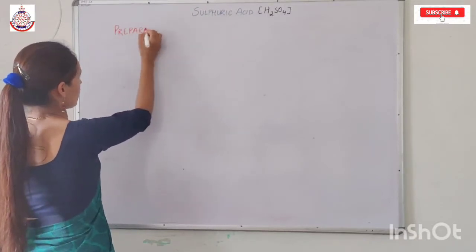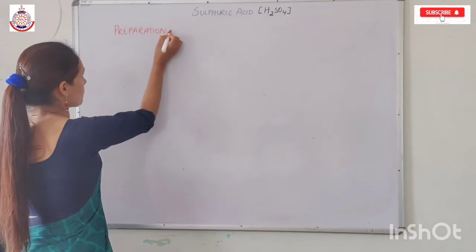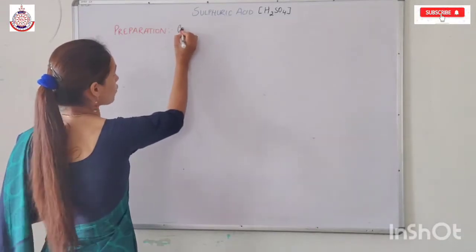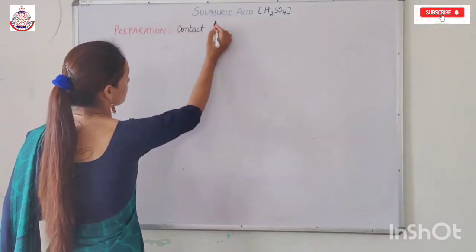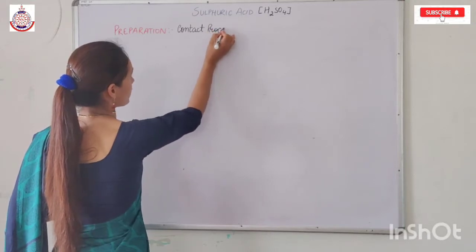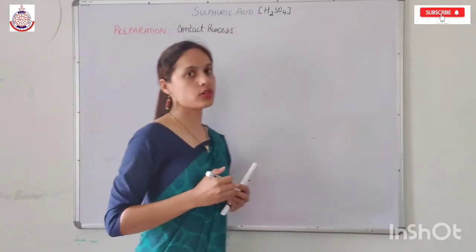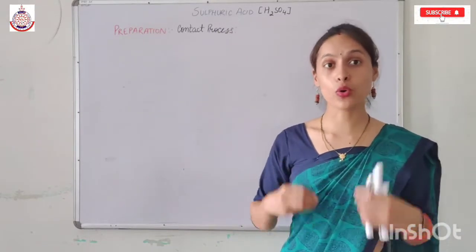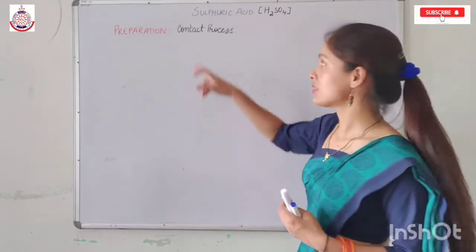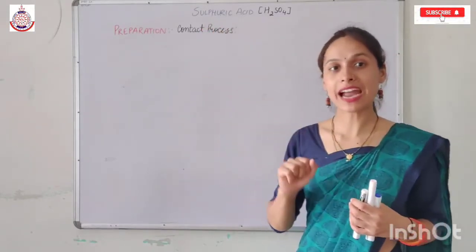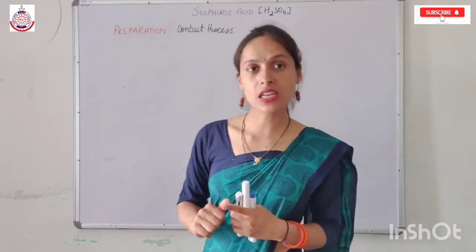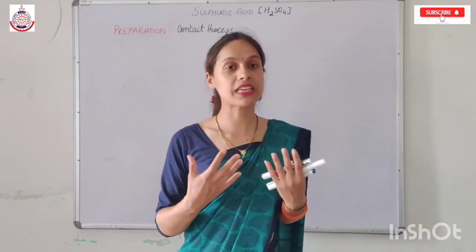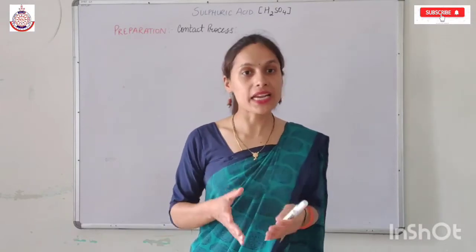Preparation of sulfuric acid. Sulfuric acid is prepared by a method which is known as the contact process. Now, why is the contact process preferred over other processes? Because the sulfuric acid which we get from the contact process is free from arsenic impurities, and because of this property, that sulfuric acid can be easily used in the formation of edible products.